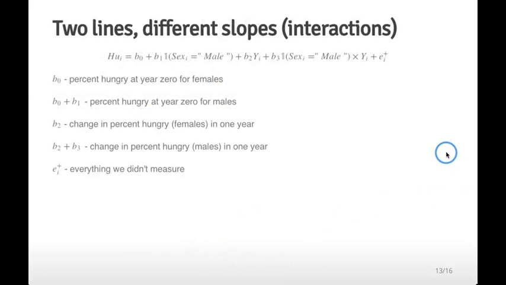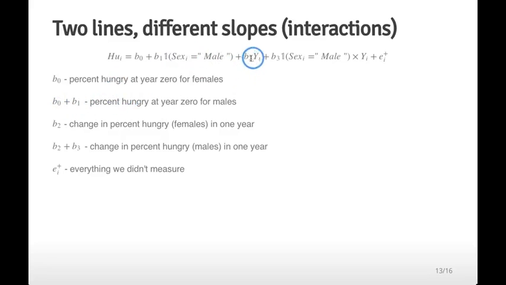So the other thing that we can do is allow each line to have its own slope in this linear modeling framework. So again, we have the percent hungry is equal to some baseline. In this case, that's the percent hungry at year 0 for just females. And the reason why it's just females is because we've also included a term here that is equal to 1 if the sex is male. So the percent hungry at year 0 for males is just B0 plus B1.